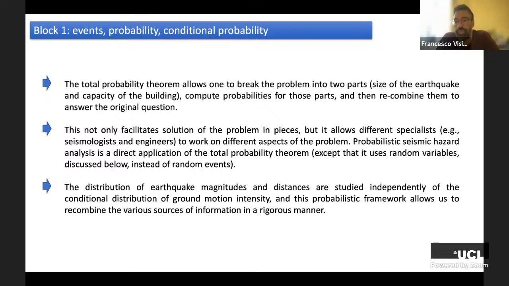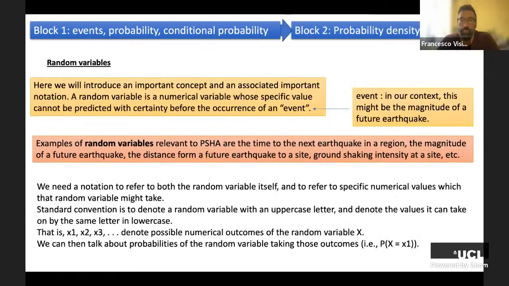And probabilistic seismic hazard analysis is the direct application of the total probability theorem. The only exception is that we use random variables, which we will discuss later, instead of random events. For example, the distribution of earthquake magnitude and distance can be studied independently of the conditional distribution of ground motion intensity. And we will see at the end of the talk how we can recombine this information to obtain our hazard assessment. So what's a random variable?